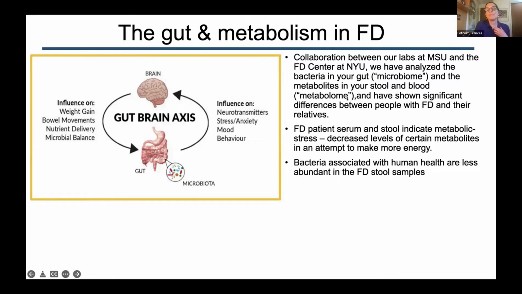differences between the pattern of bacteria in the gut of people with FD versus relatives. And we see differences in metabolites as well. And the differences in metabolites indicate that there's some energetic stress happening in people with FD. So there's problem making enough energy. And so as a result, proteins and other metabolites are being broken down in an attempt to make more energy.